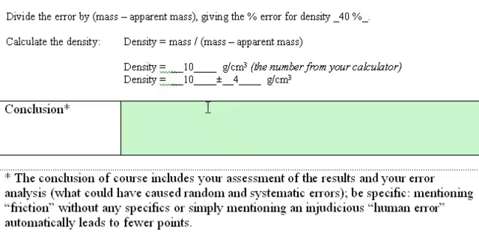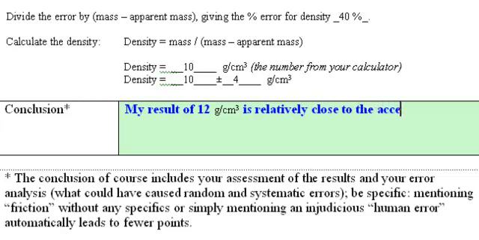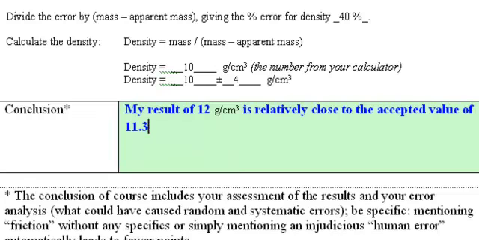And here for the conclusion I would say, and of course it's mine, so don't copy it, for my conclusion I would say my result of 12 grams per cubic centimeter is relatively close to the accepted value of 11.35 grams per cubic centimeter.